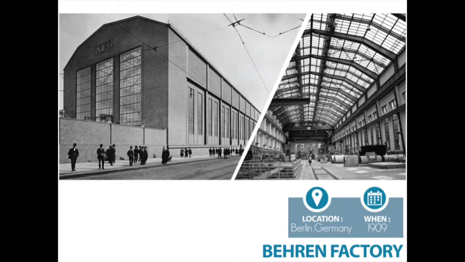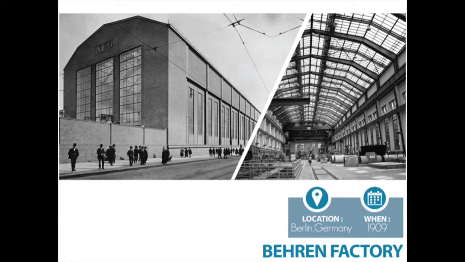The AEG turbine factory was built around 1909 in Berlin and is considered to be one of the best-known works of architect Peter Behrens. Nicknamed the Temple of Power, its revolutionary design combines the classical elements of the past while simultaneously representing the future by utilizing a dynamic layout to house one of Berlin's largest sources of electrical energy.